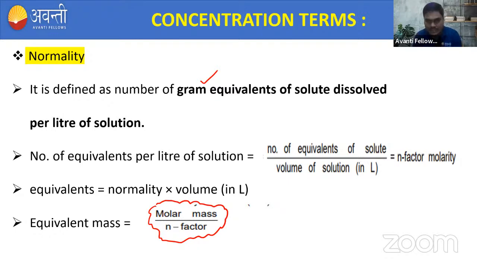So we know the molar mass, right? Because in molality or molarity also, we are using this thing, molar mass. But what is this molar mass divided by n factor? What is this n factor? This is going to be very interesting, that is how you find this n factor, right?